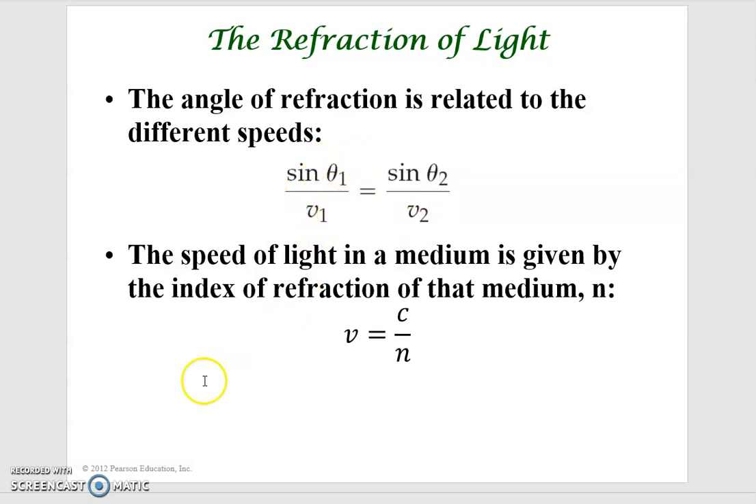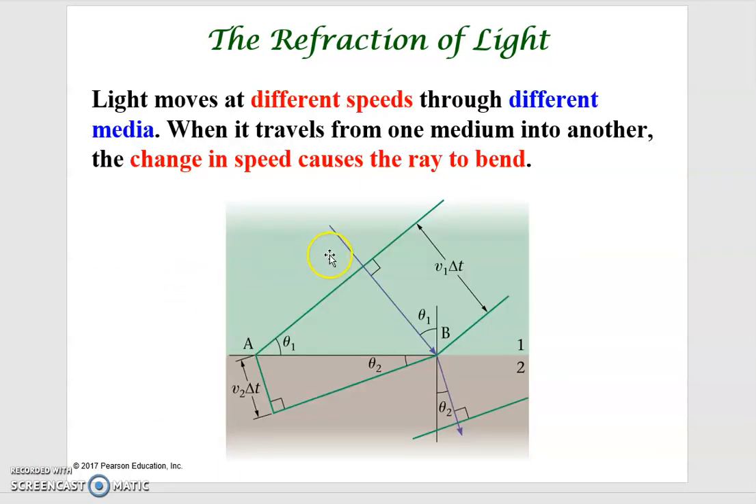Now we should go back to the previous slide. We should use the triangle we just derived. So let's look at the first triangle here. What is sine theta 1?